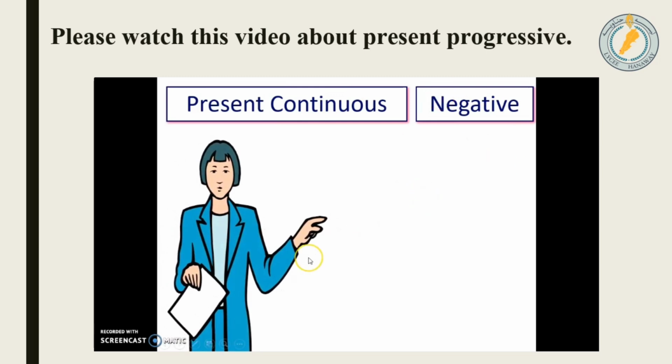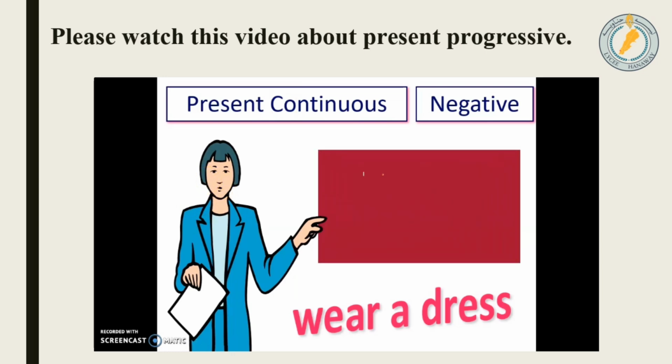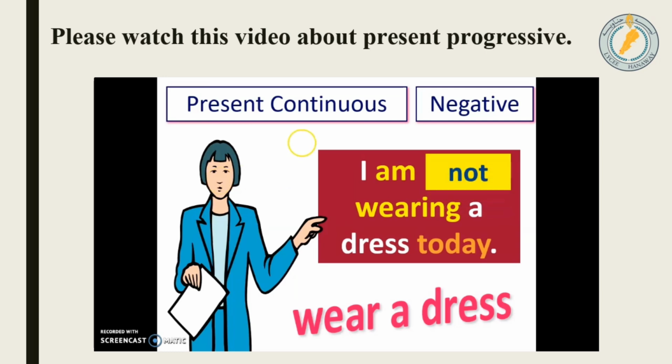Look at this woman. We have this phrase, wear a dress. Let's use this in a sentence using the negative form, of course, using the negative form of the present continuous. She is talking about herself. So she says, I am not wearing a dress today. You see, she added not. Why? Because I have a negative form.